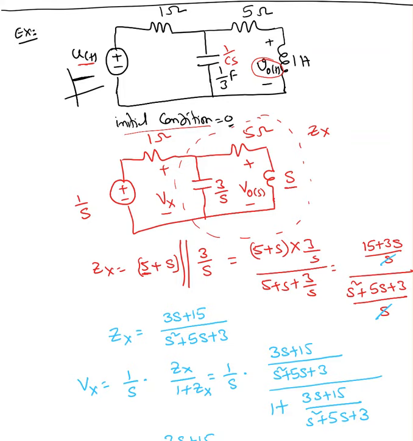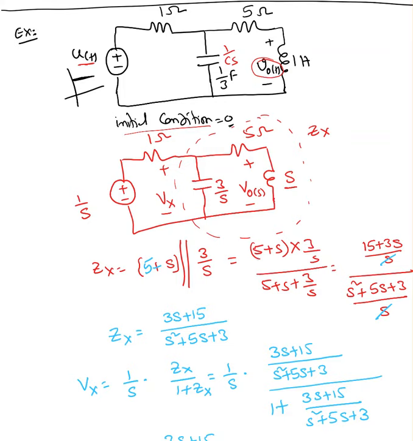Now what we're going to do here, our goal is finding V0(s). So our goal, we can use the voltage division rule. To do that, I'm going to find the Zx. Zx is nothing but this 5 plus s, parallel with 3 over s. So after calculations, go through these calculations. Sometimes you may get confused with my 5 and s.